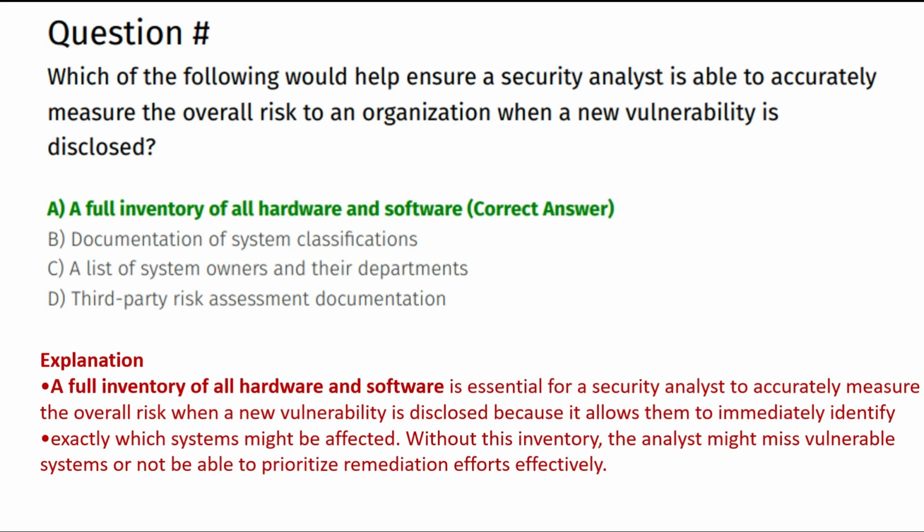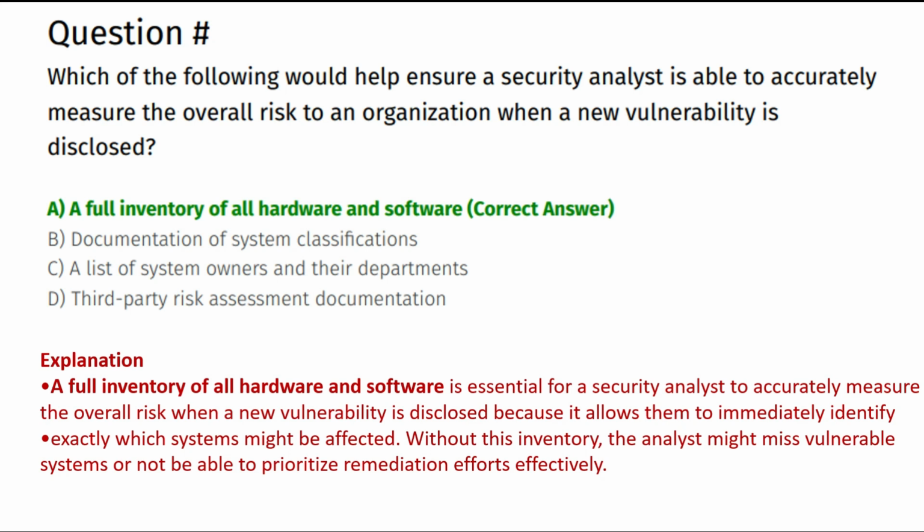So let's check the explanation. A full inventory of all hardware and software is essential for a security analyst to accurately measure the overall risk when a new vulnerability is disclosed, because it allows them to immediately identify exactly which system might be affected. Without this inventory, the analyst might miss vulnerable systems or not be able to prioritize remediation efforts effectively. So that's why the correct answer for this question is option A, full inventory of all hardware and software.